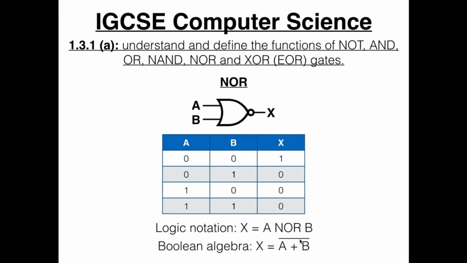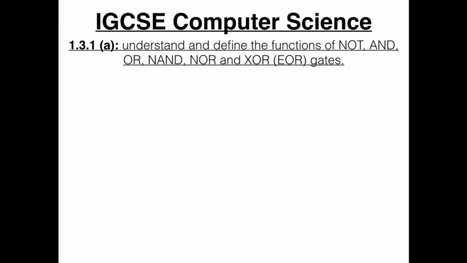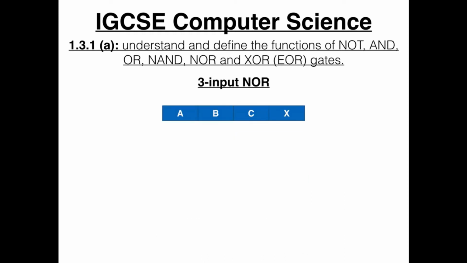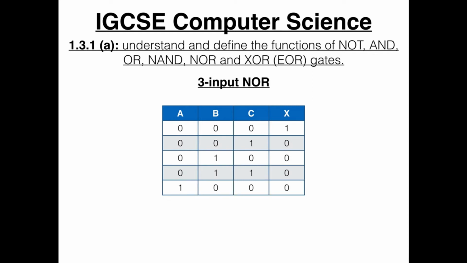And same thing with the bar up here. It's NOTed. So the entire statement here is NOTed. So a 3-input NOR would look something like this.